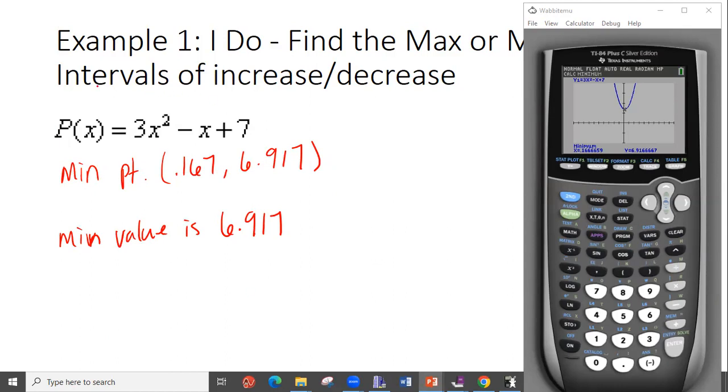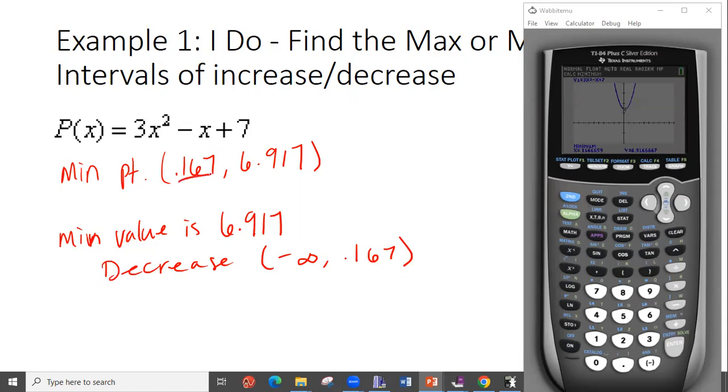Okay. Then it says your interval of increase and decrease. So as I read the graph, starting from left to right, I'm starting from the left, which is from negative infinity, right? So from negative infinity up until 0.167, what am I doing? I'm dropping. So that's a decrease. So we decrease, parentheses, from negative infinity until 167 thousandths. Okay.